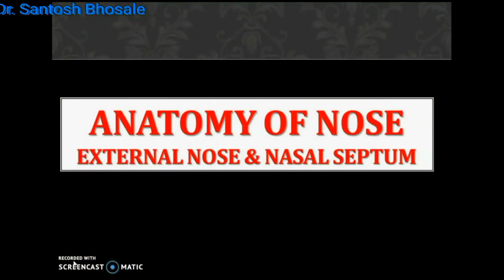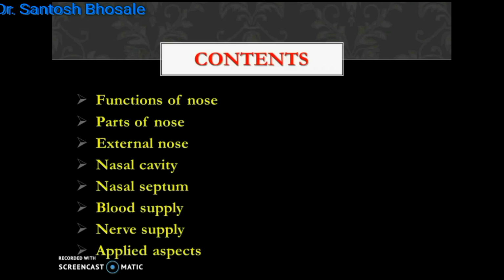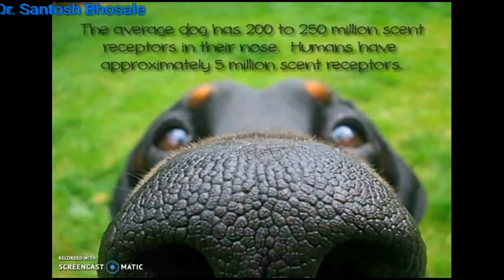Today we'll discuss the anatomy of the nose, external nose and nasal septum in detail. In the previous video we discussed the soft palate. Today we'll discuss the nose under the following headings: functions of the nose, parts of the nose, that is external nose and nasal cavity, what are the walls of the nasal cavity, and one of the walls of the nasal cavity, the nasal septum in detail, its blood supply, nerve supply and applied aspects of the nasal septum.